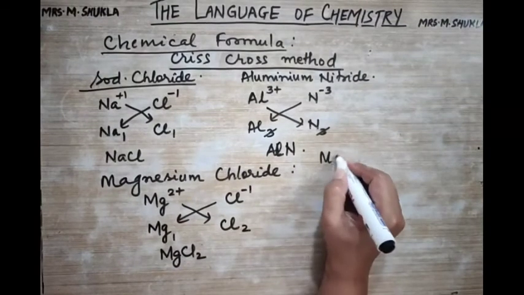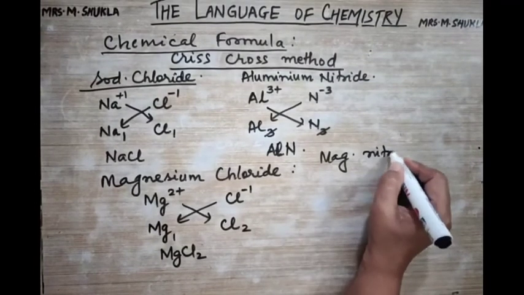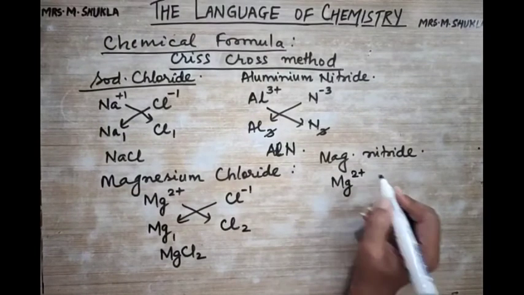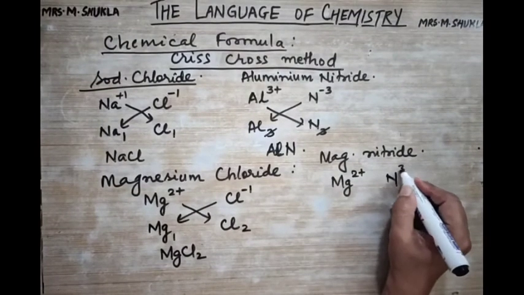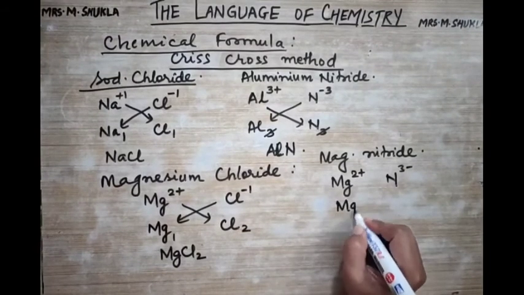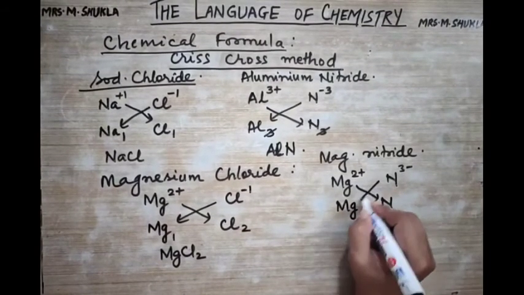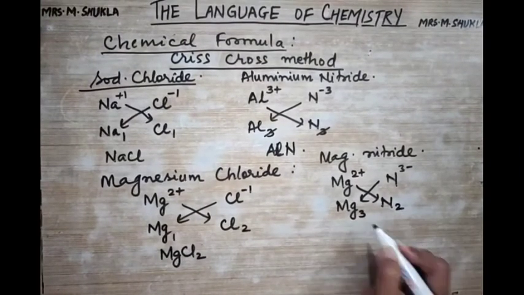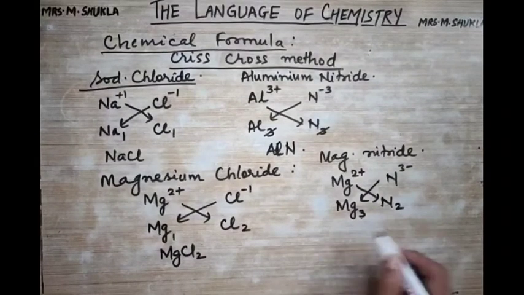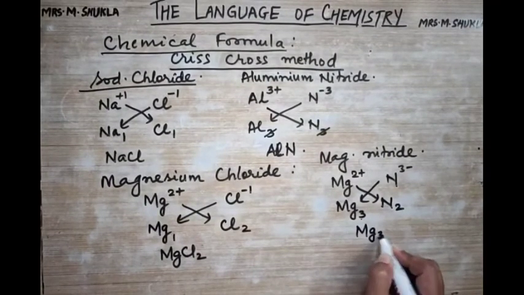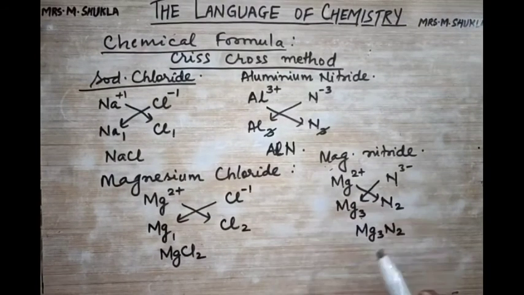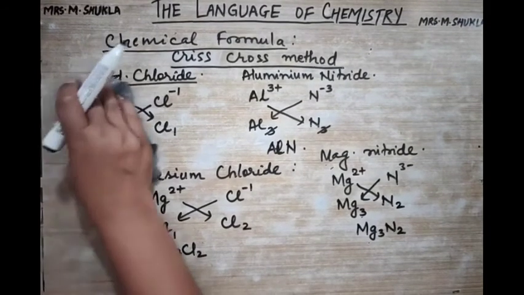Another example, magnesium nitride. Magnesium Mg 2 plus, nitride N 3 minus. Mg N, crisscross, 3 comes to the subscript, 2 comes to the subscript. Can we do anything about them? No. So the formula becomes Mg3N2. So the chemical formula for magnesium nitride will be Mg3N2. Got it? Some more examples.